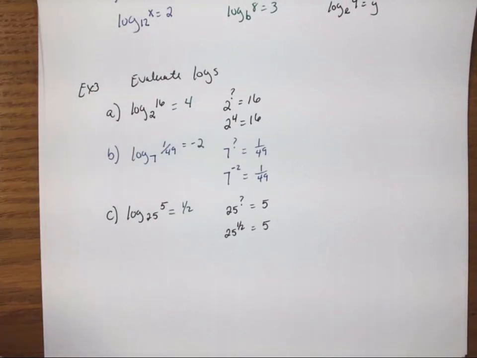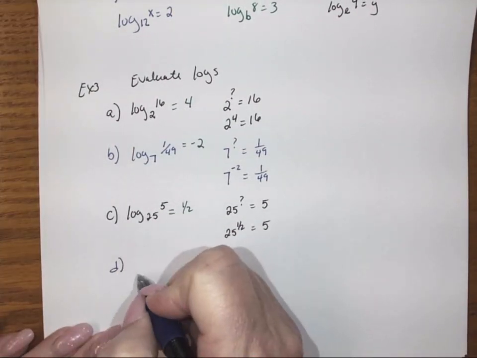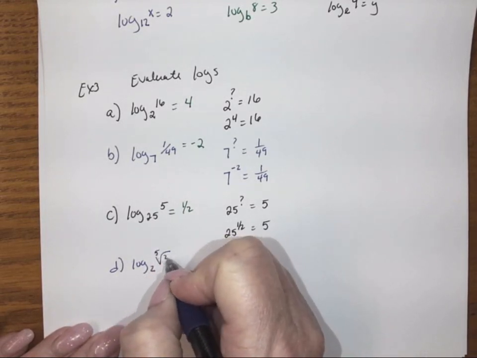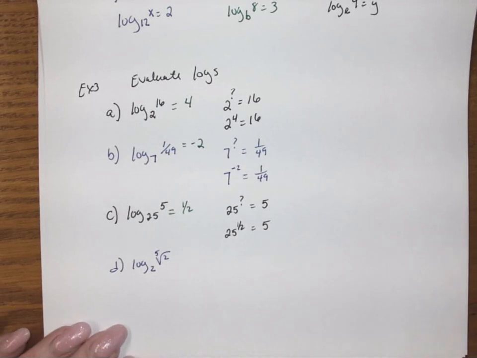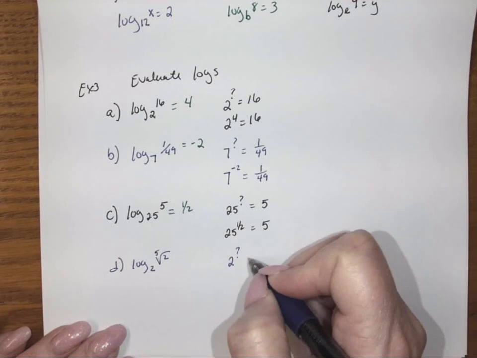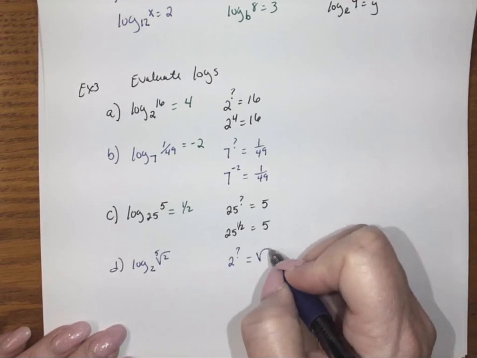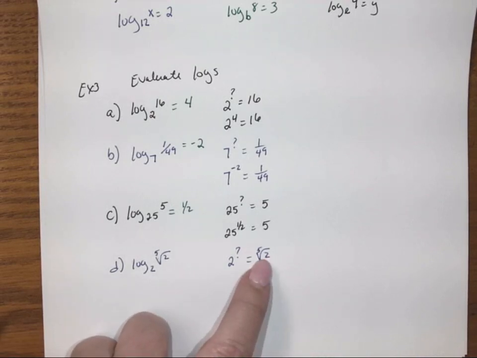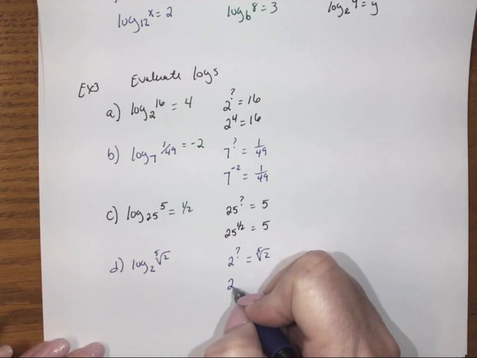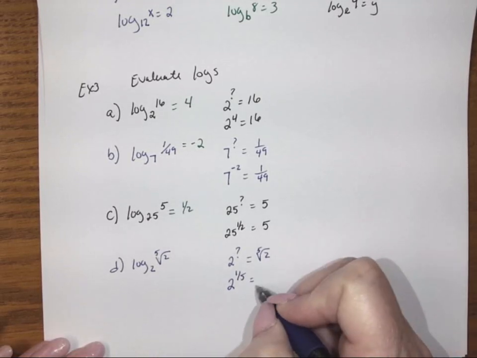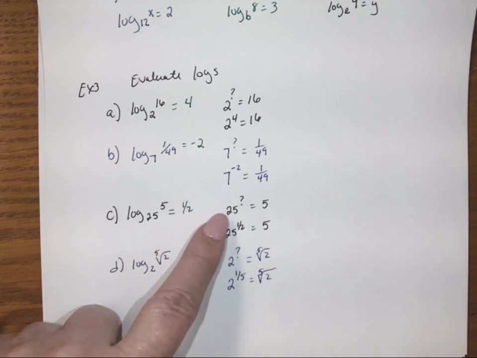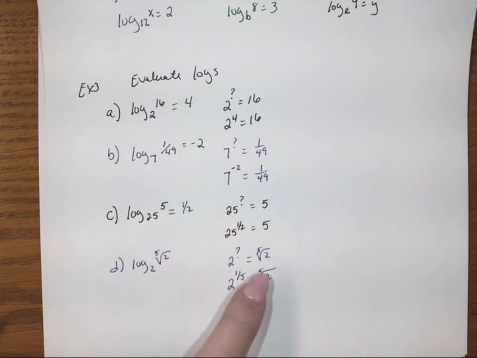Now, if we look at part D, we have log base 2 of the 5th root of 2. So we're looking to find 2 to what power equals the 5th root of 2. Well, the 5th root of 2 is 2 to the 1/5 power. So 2 to the 1/5 equals that 5th root of 2. This is similar to the previous one. If we're looking at the square root, it's 1 over 2. The 5th root is 1 over 5.